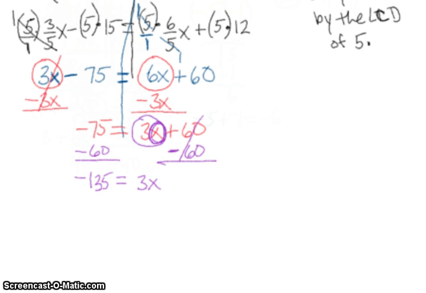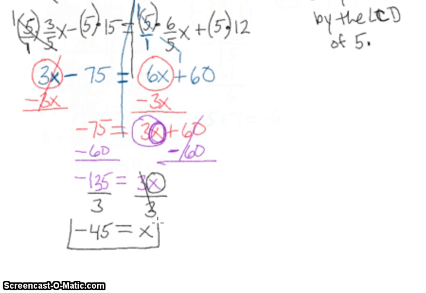And our last step in isolating this x, because remember we're trying to get x by itself, it's being multiplied by 3. I'm going to divide by 3 to get my x by itself. And whatever I do to one side, I do to the other. And 3 goes into negative 135 how many times? 45 times. And a negative divided by a positive is negative. So I get negative 45 as my answer.